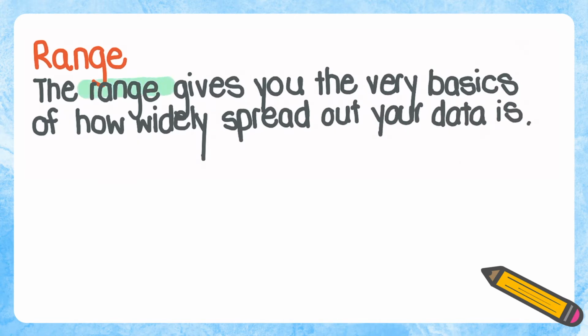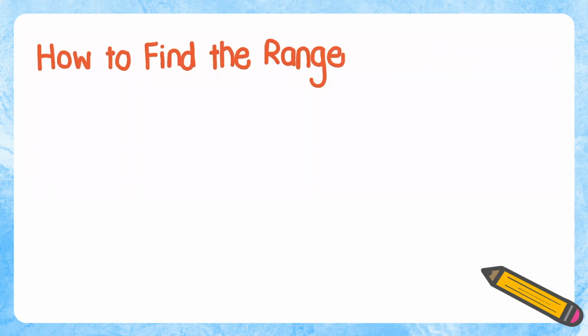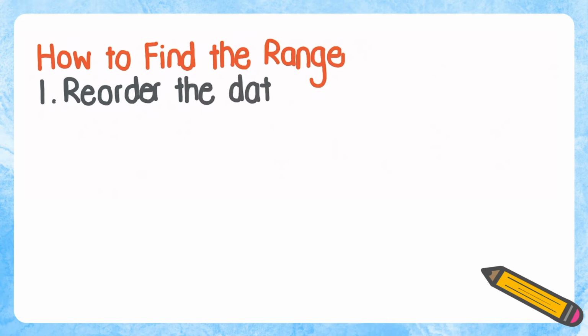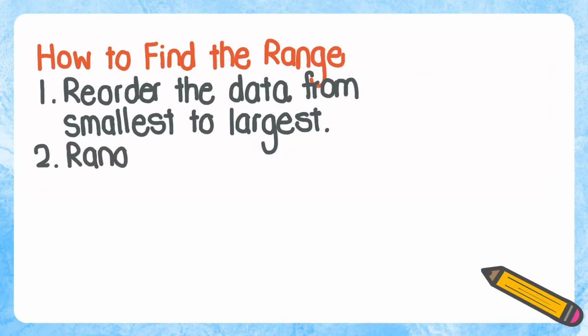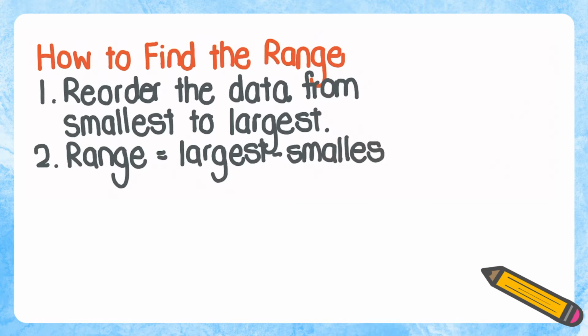So let's take a look at the steps to finding the range. First, you're going to reorder the numbers from smallest to largest. So least to greatest, smallest to largest, same thing. You're reordering the data set from the smallest number to the biggest number. Next, you're going to find the largest and smallest numbers. The range is simply the largest number minus the smallest number.